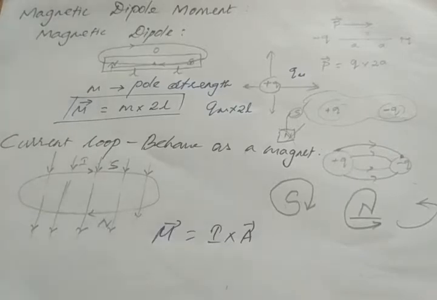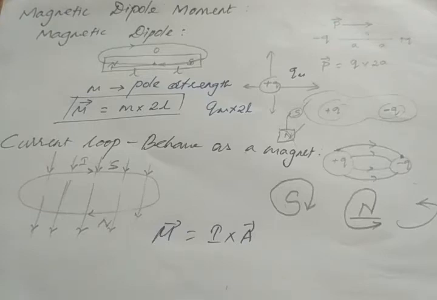Okay, so the magnetic dipole moment of a current carrying loop will be equal to I into A. This is not a cross product, this is A, I into A. Okay, so what will be the direction? What is the direction for the electric dipole moment?